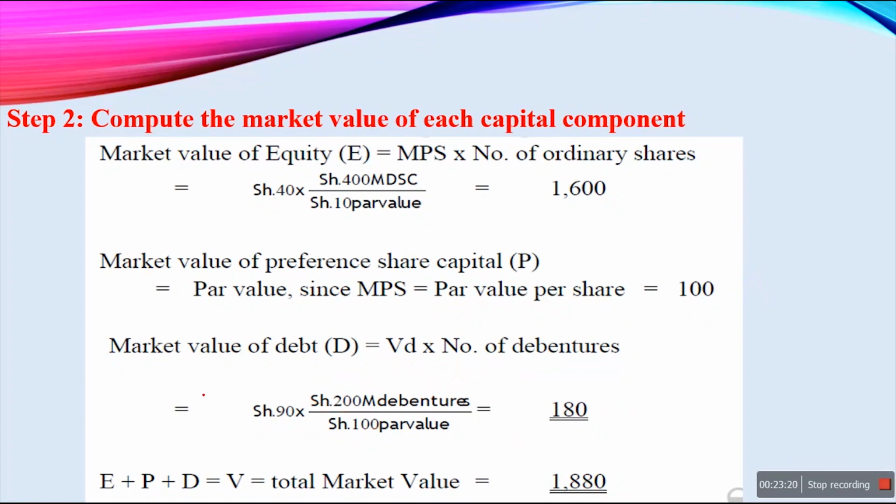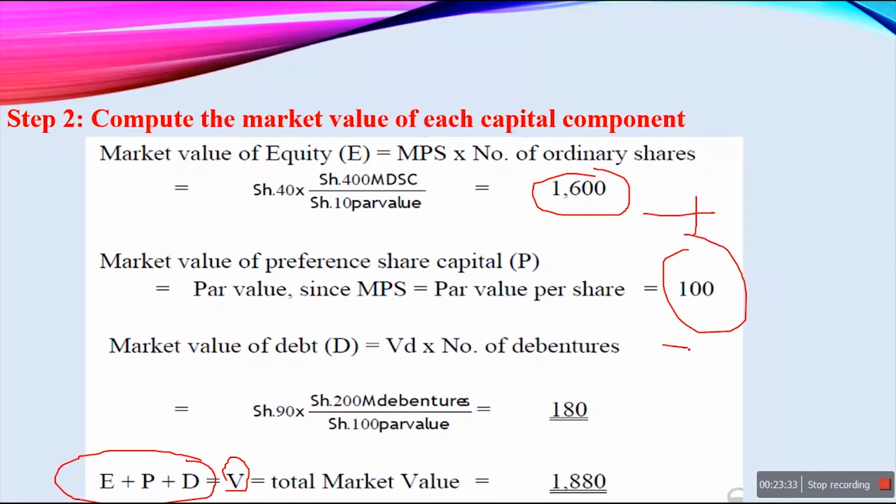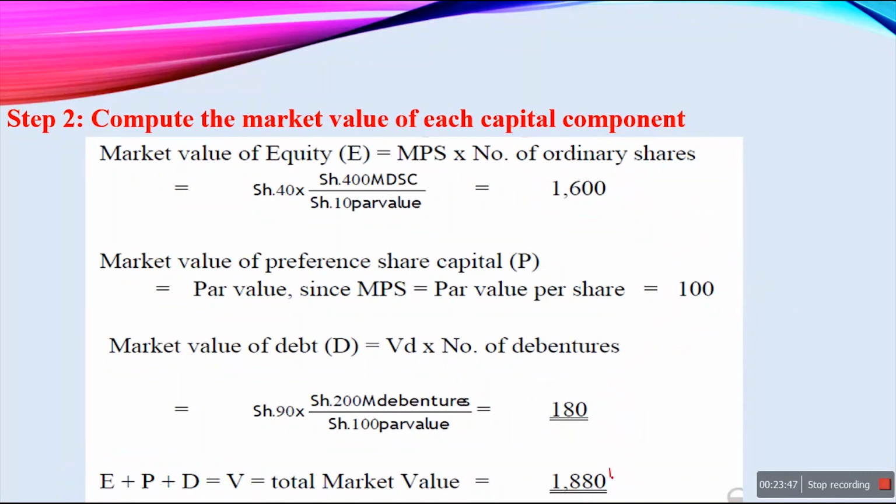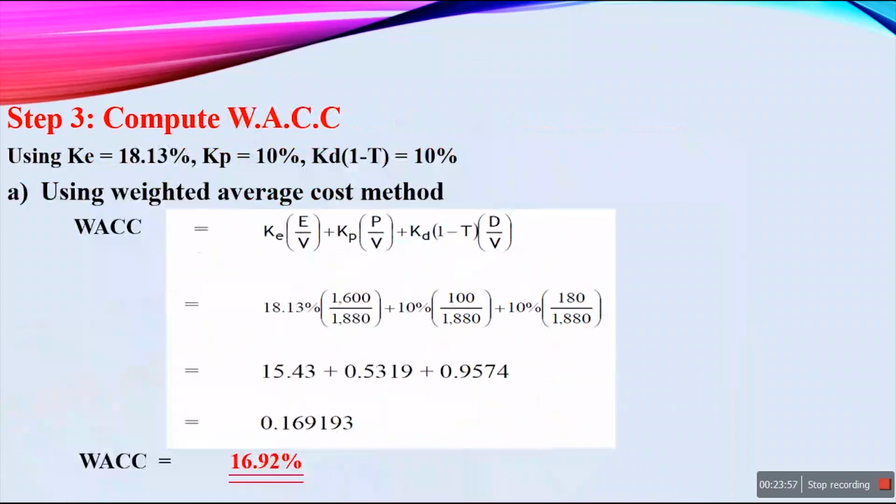Then remember, from the formula, to get our V, which is the total market value, you add all the three components. So that will be 600 added to 100 added to 180. So when you add these three, they'll give you 1,880. And kindly remember that this figure is in millions. So having gotten the total market value and the market values of various capital components, we move to step 3.